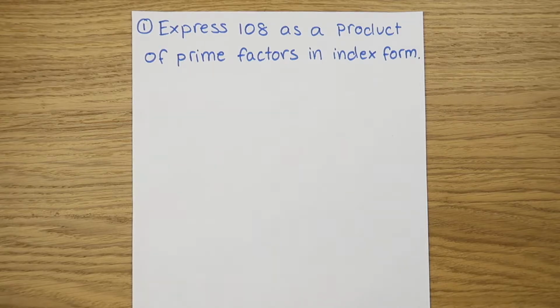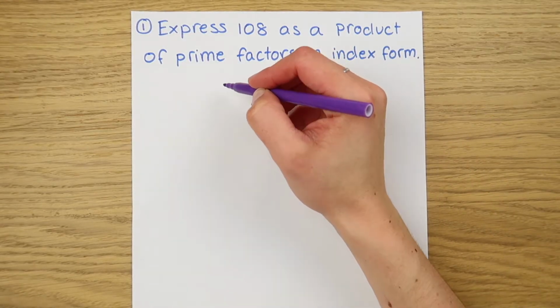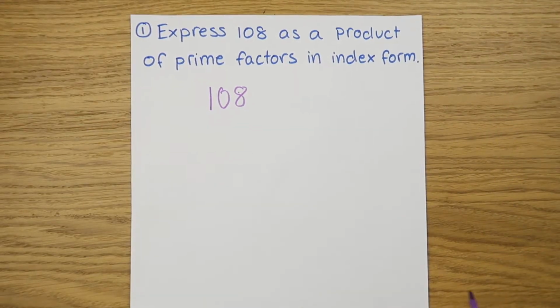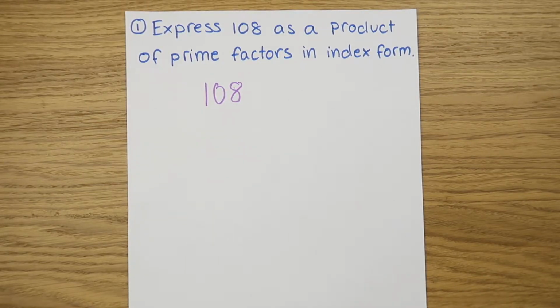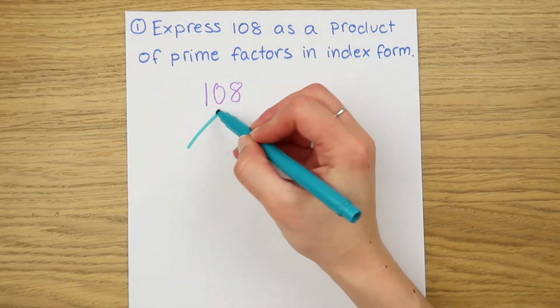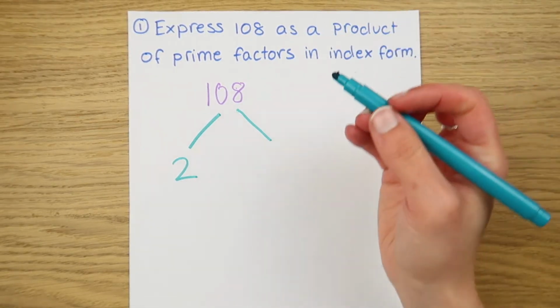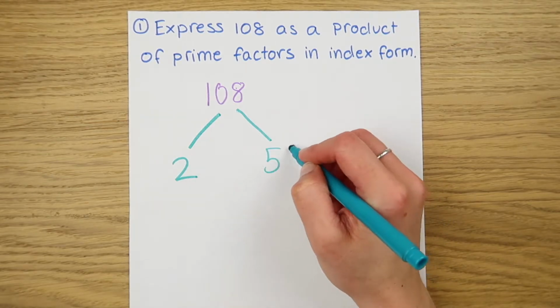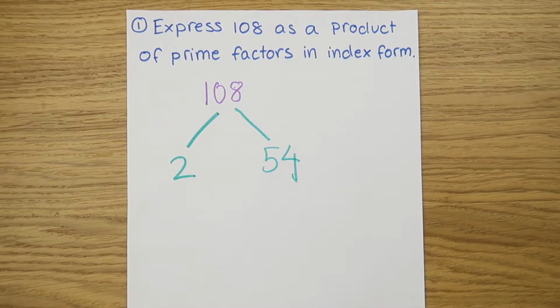Now, if we think about what a prime number means, it can't divide evenly by any number except for itself and 1. So I'm going to start up the top with 108. And then we are going to think of one of the prime factors. Obviously 2 is going to be a prime factor. So let's break that down. So 2, and then 2 times 54 is equal to 108.